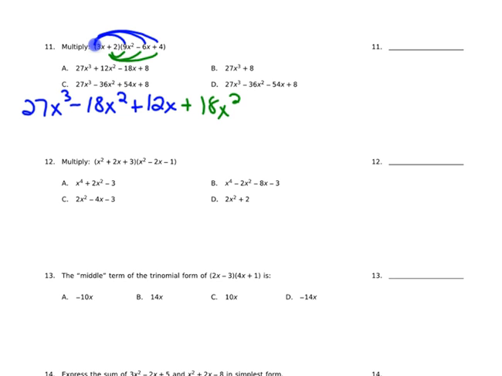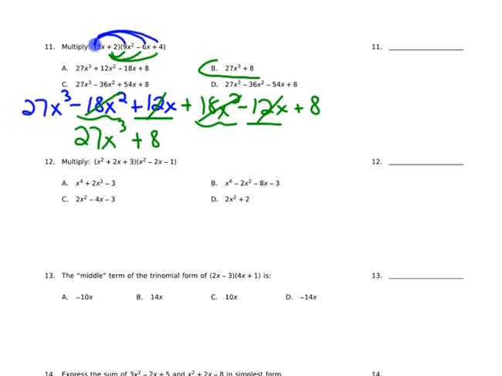2 times negative 6x is negative 12x. 2 times 4 is 8. So my like terms, negative 18x and 18x, those are actually going to cancel each other out. 12x and negative 12x are going to cancel each other out, and we're left with 27x to the third plus 8, which is choice B.